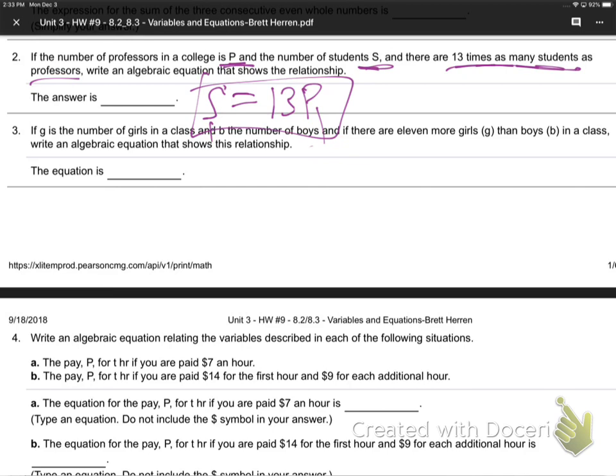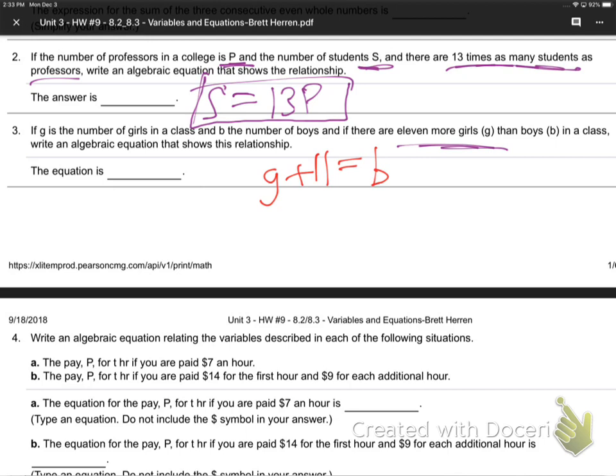Let's try number 3. G is the number of girls. B is the number of boys. 11 more girls than boys. Can you write an equation? Write some kind of girl-boy equation. 11 more girls. Girls at 11 is boys. Is that right?